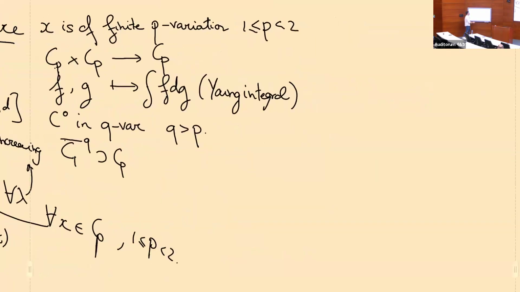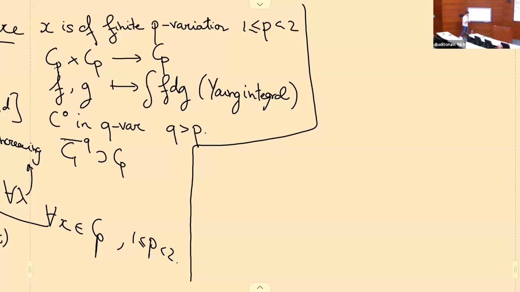Right. So maybe a quick comment. If p is 2 or bigger, then you are in a rough path setting. If p is equal to 2 exactly, you are in the sort of Brownian motion world. And if p is bigger than 2, you start to have rough paths.